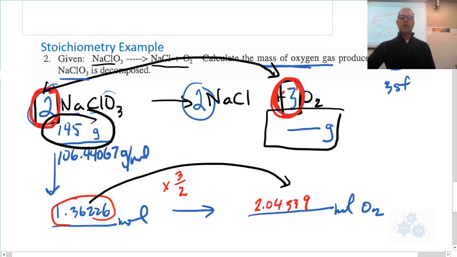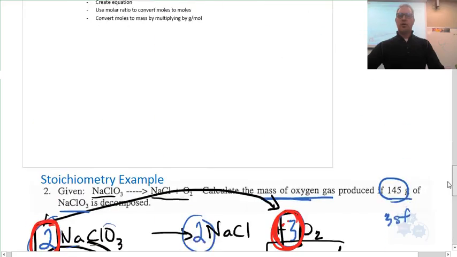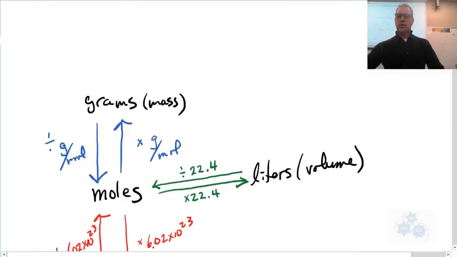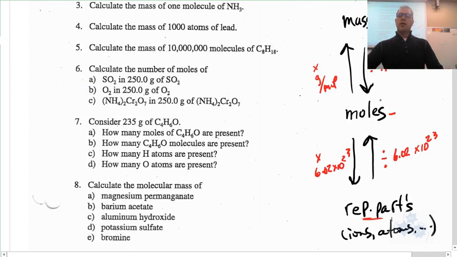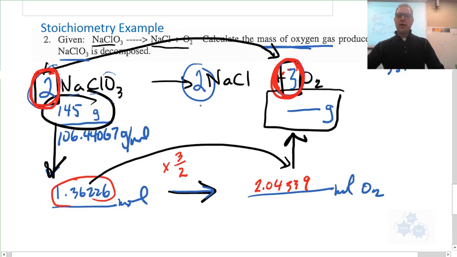So we're given grams, we went to moles, we went over to moles, and now we have to go back up to grams. And if you recall the conversion chart, remember that conversion chart? That would have been perhaps on this screen. Yeah, right here. So we've got to go moles up to mass, grams. So we multiply by grams per mole.